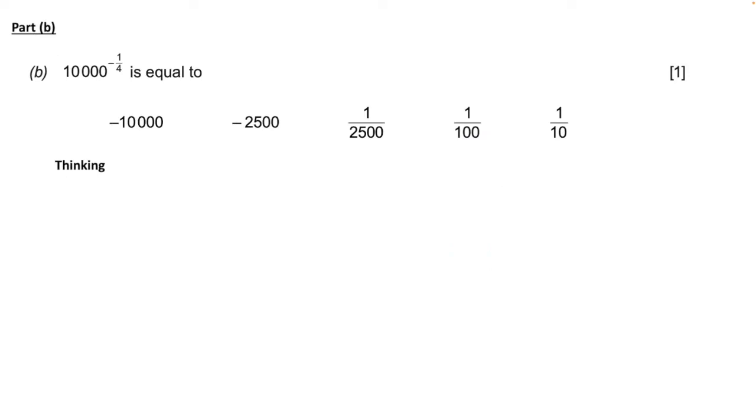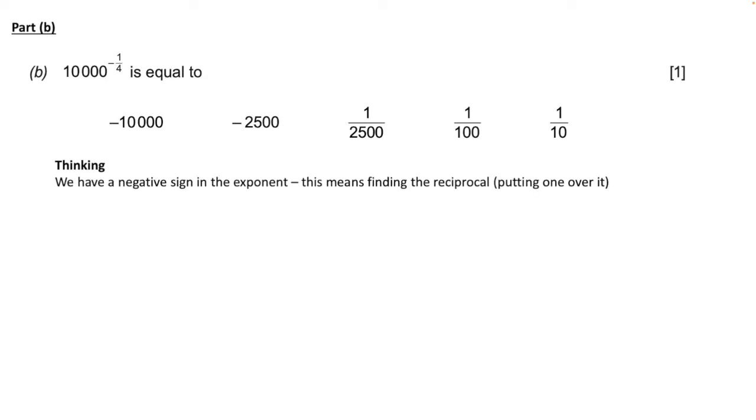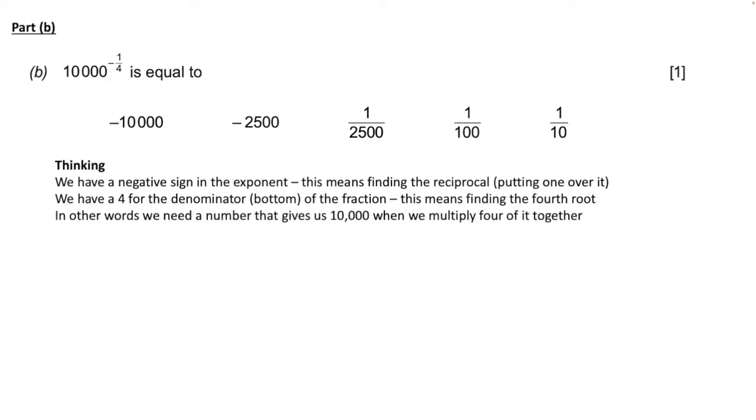Okay, moving on to part B, we've got 10,000 to the power of minus a quarter. What are we thinking about this? Well, we've got a negative sign in the exponent, and this means finding the reciprocal, or putting 1 over whatever the other part comes to. We have 4 for the denominator, the bottom of the fraction, and that means finding the fourth root. In other words, we need a number that gives us 10,000 when we multiply 4 of it, the number, together. Okay, and again we can do these in either order.